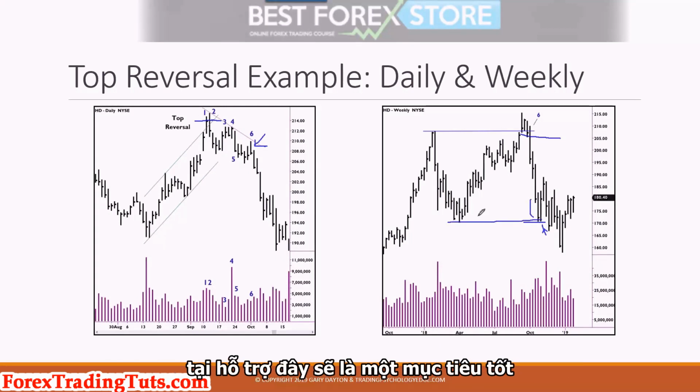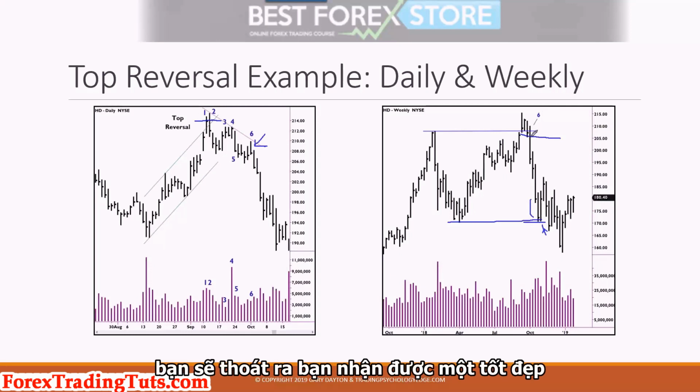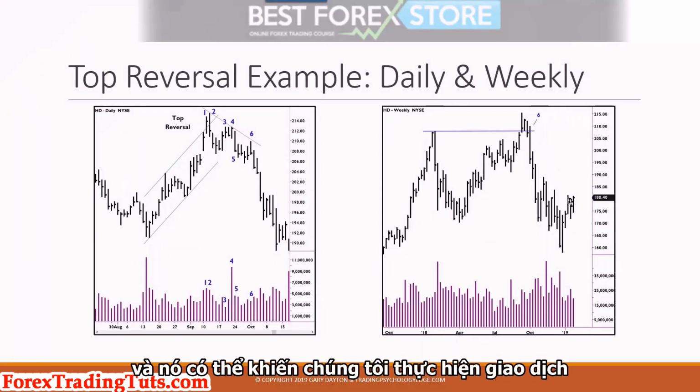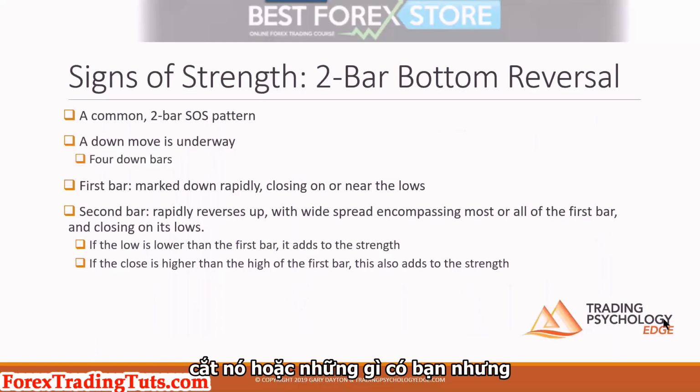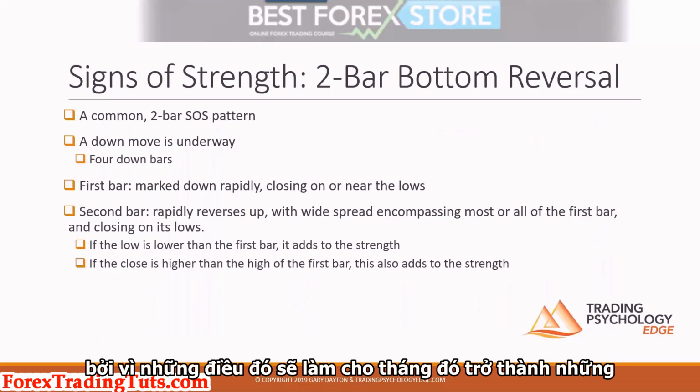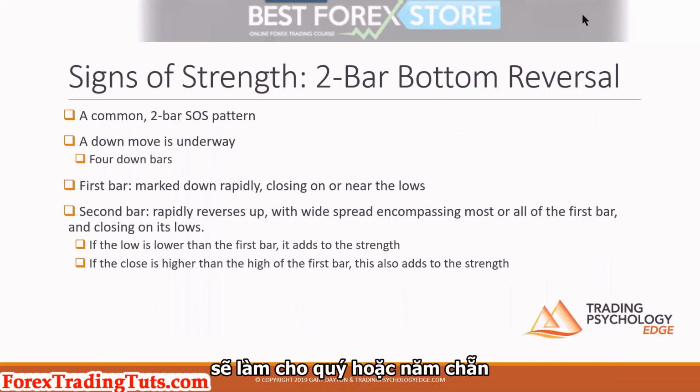We're at support. This would be a good target. After this kind of a move, this is where you would exit. You get a nice trade off of this. That's the kind of trades we look for. A lot of times we go in, we're fishing a lot of times. We might go in on this and the market reverses back up, and it might cause us to take the trade off or cut it or what have you. But occasionally we get those large ones, and those are the ones we want to hang on to because those will make the month, or those will make the quarter or the year even sometimes.